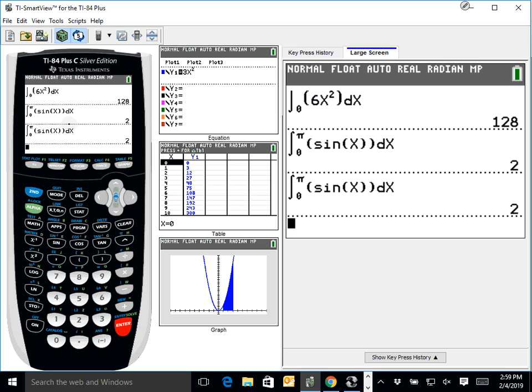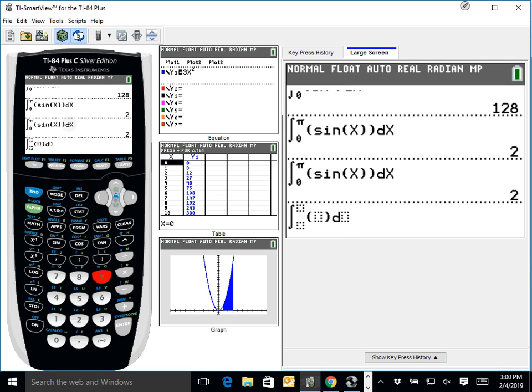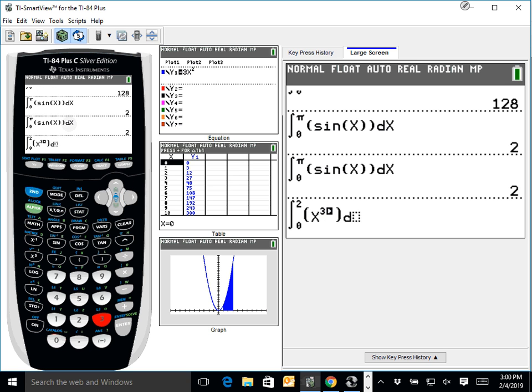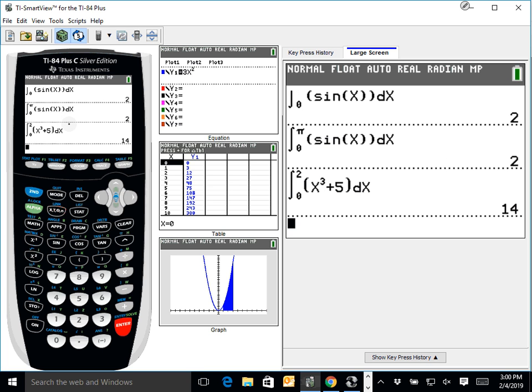I got math 9, the integral from 0 to 2 of x cubed plus 5 dx. And I get 14 for my answer. Okay.